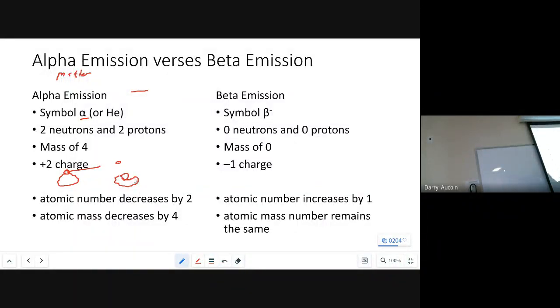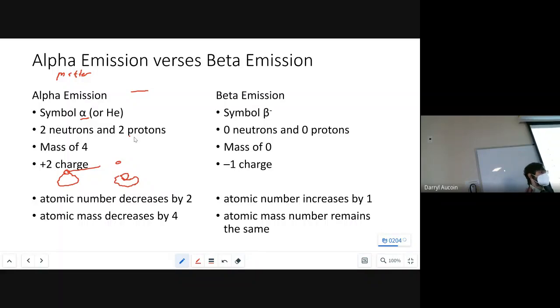But that also means our atomic number is going to go down, because we lose 2 protons. The atomic number is the number of protons. If we lose 1 proton, our atomic number goes down by 1. We're losing 2, so we're going to change elements. We're going to be 2 lower. So if we started with something like 92, we're going to go down to 90. We change our atomic number, and the mass goes down as well.